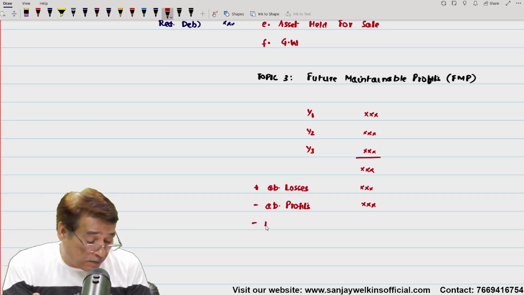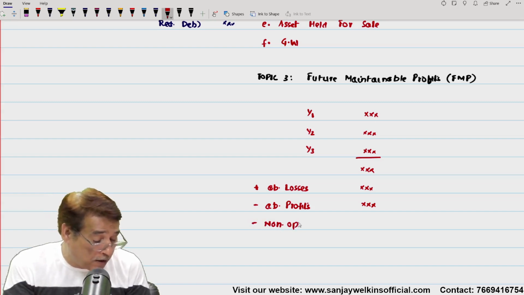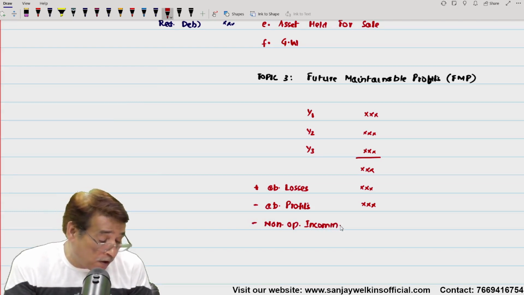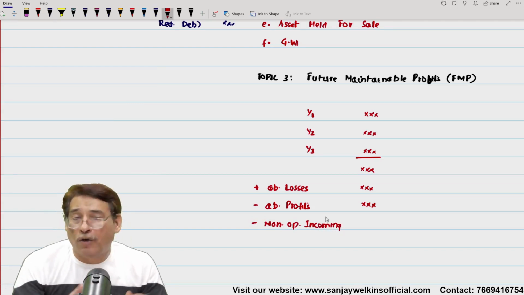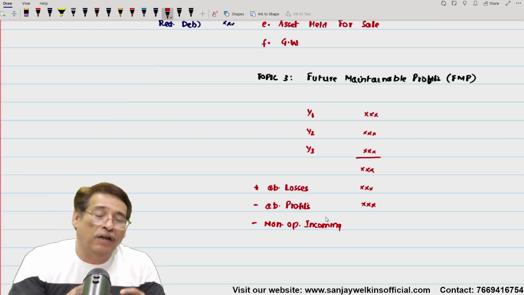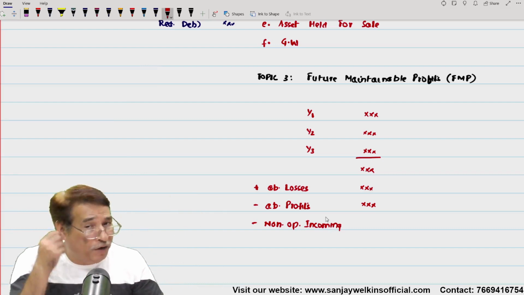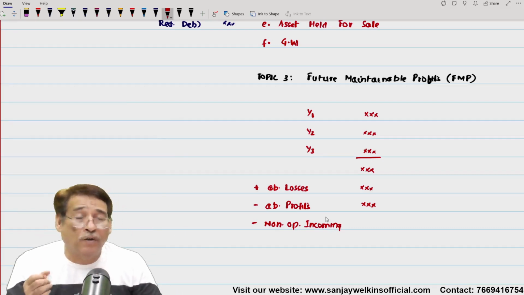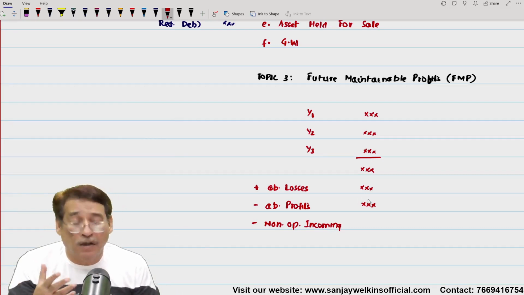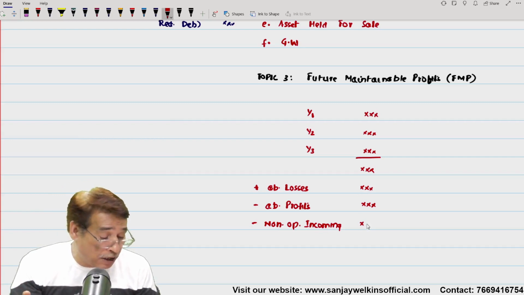Similarly, if there is some non-operating income. Non-operating income means income which is coming to us not because of the sale of product or services, but because of something else. For example, our entity has invested in some other entity and we have received some dividend, and we have included that dividend in the profit. So it is a non-trading income, a non-operating income. So that will be subtracted.